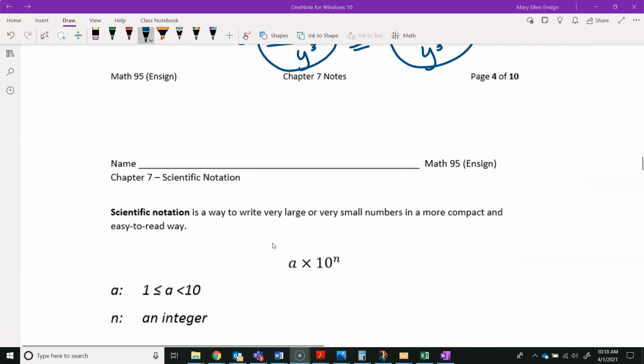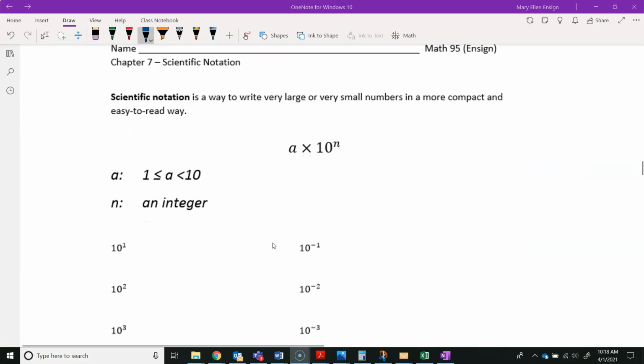All right, so moving on to scientific notation. So scientific notation is a way to write very large or very small numbers in a more compact and easy to read way. Okay, that's what it says there at the top.